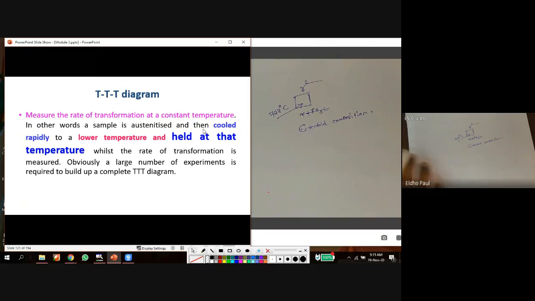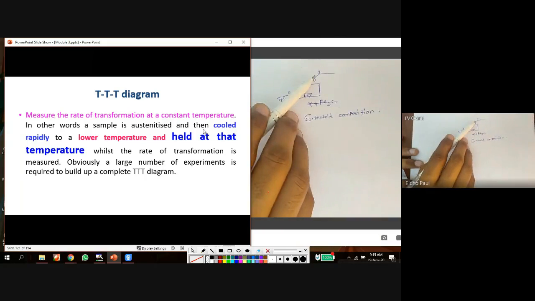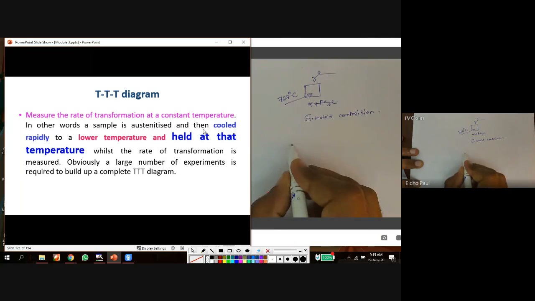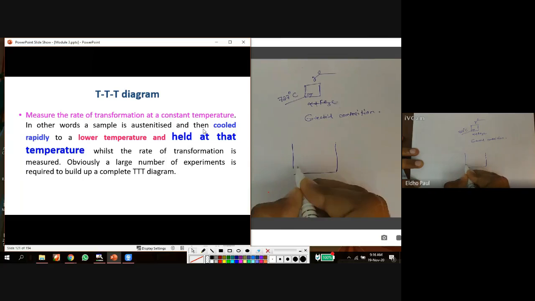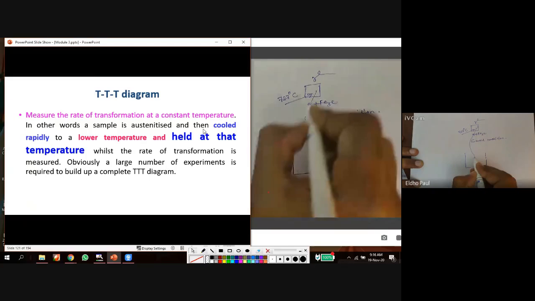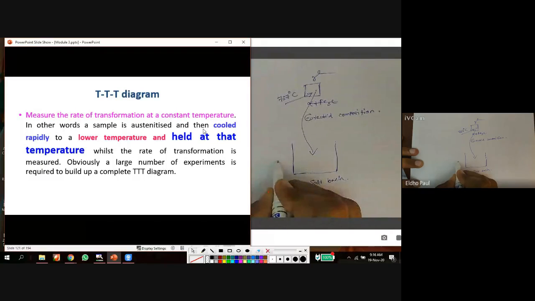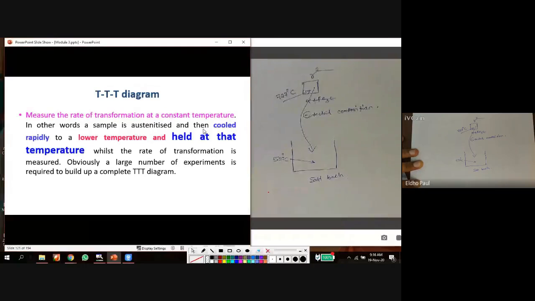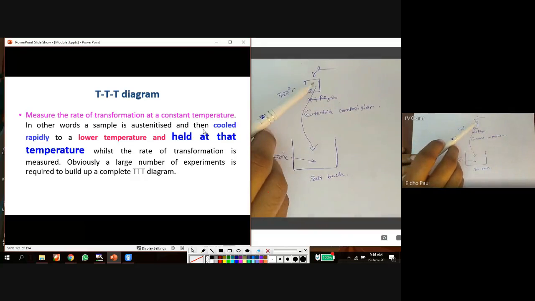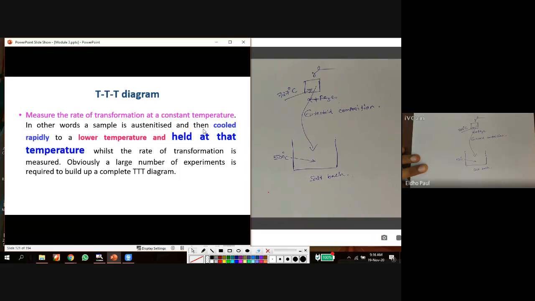How does this cooling happen? After converting into the gamma microstructure condition, I dip this sample in a salt bath. This is a salt bath at a very low temperature, for example 500 degrees Celsius. The salt bath temperature is maintained at 500 degrees Celsius. So I dip this gamma microstructure sample into this salt bath, which is at 500 degrees Celsius.